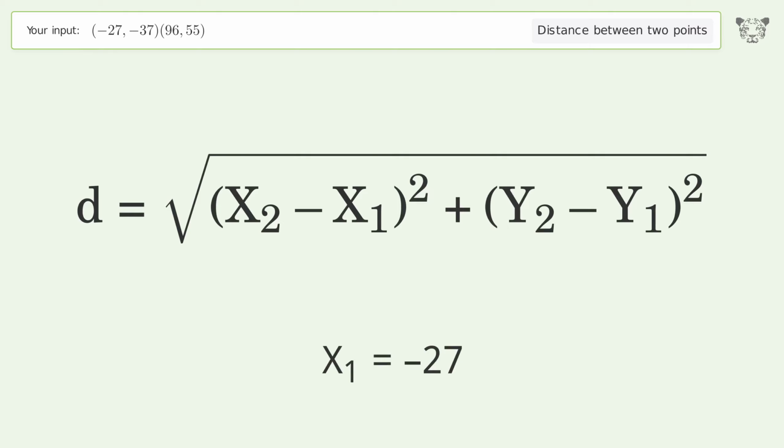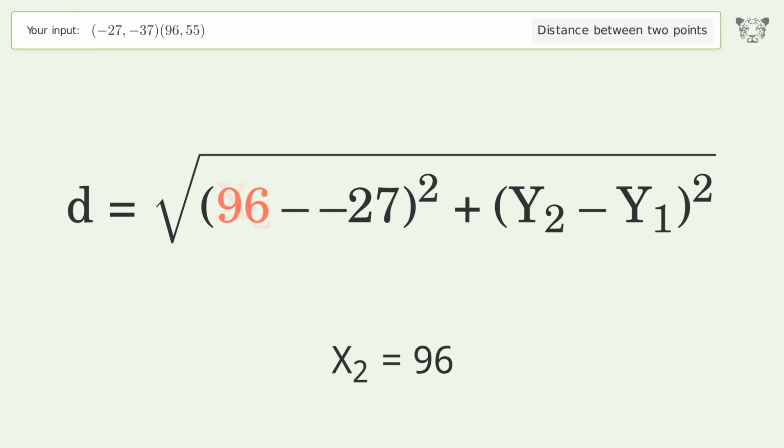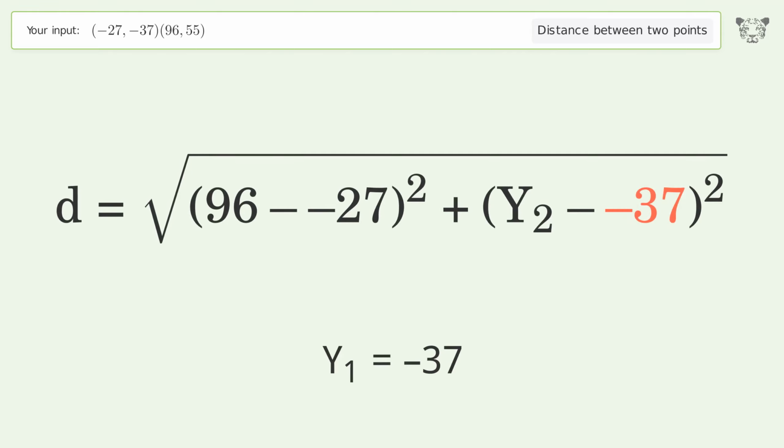x1 equals -27. x2 equals 96. y1 equals -37. y2 equals 55.